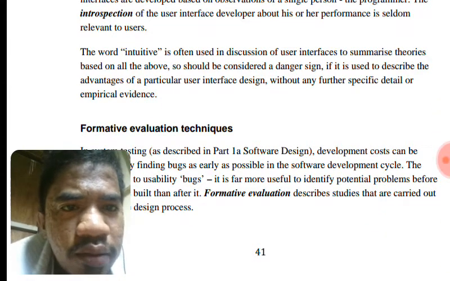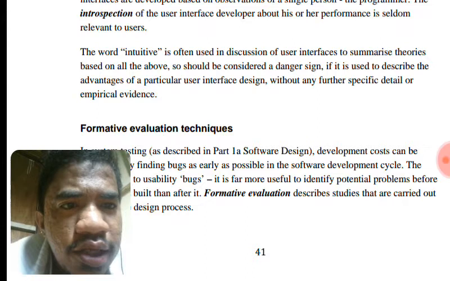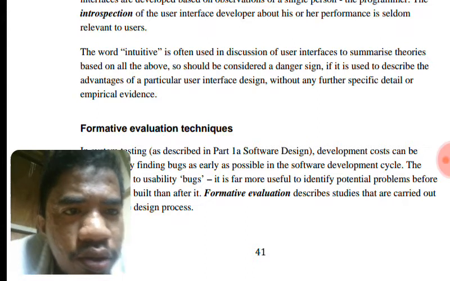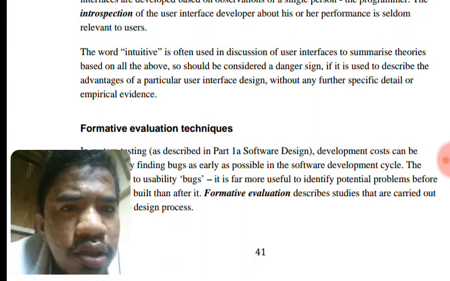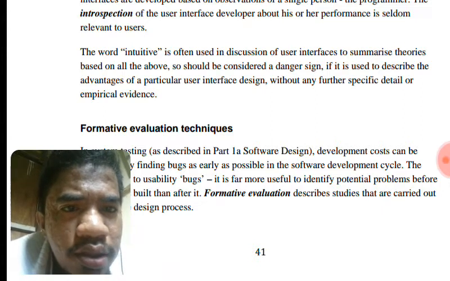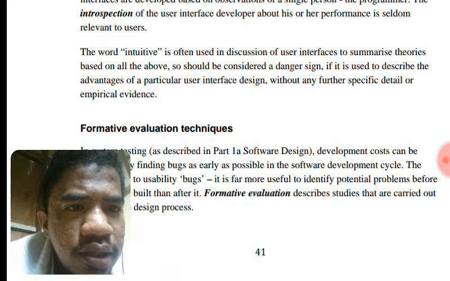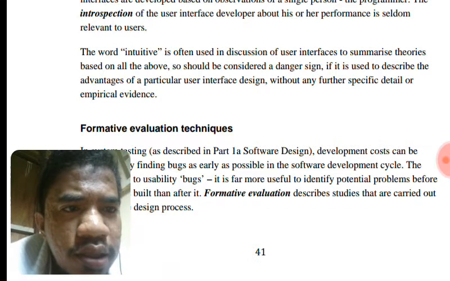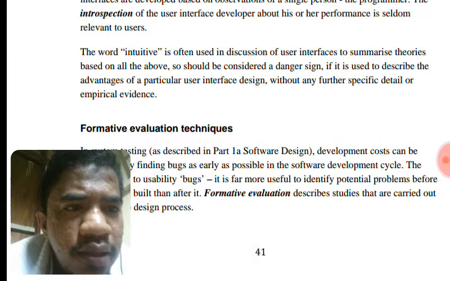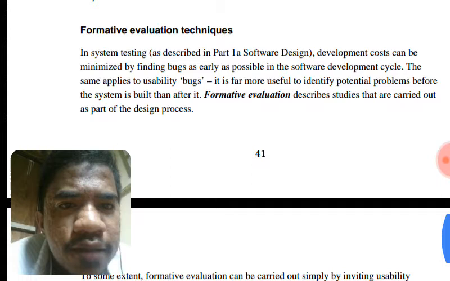The word intuitive is often used in the discussion of user interfaces to summarize theories based on all the above, so you should consider it a danger sign if they use it to describe the effectiveness of a particular user interface design without any further specific detail or empirical evidence.